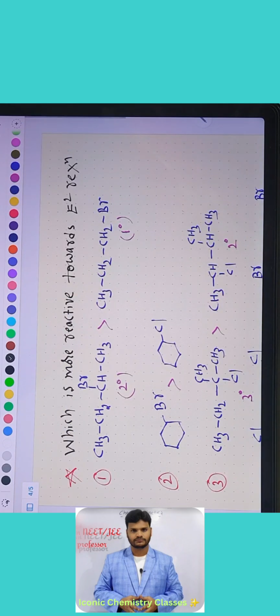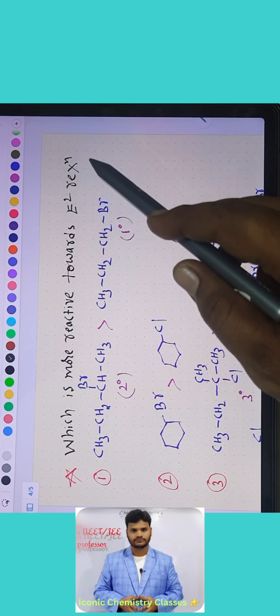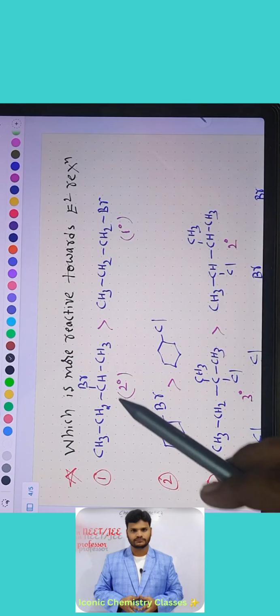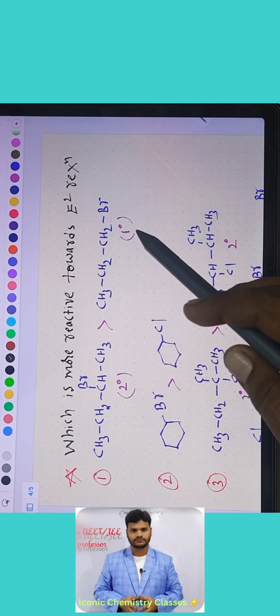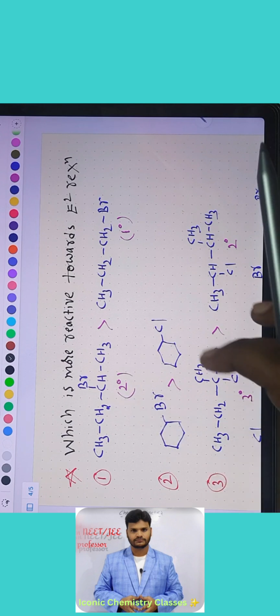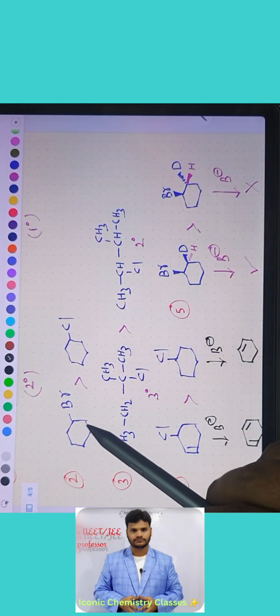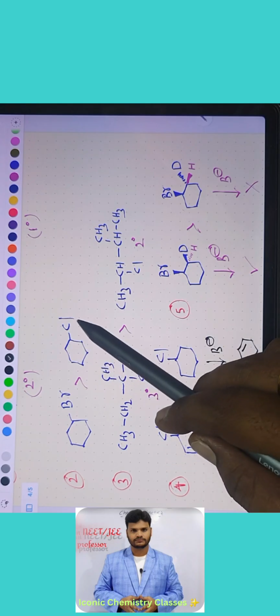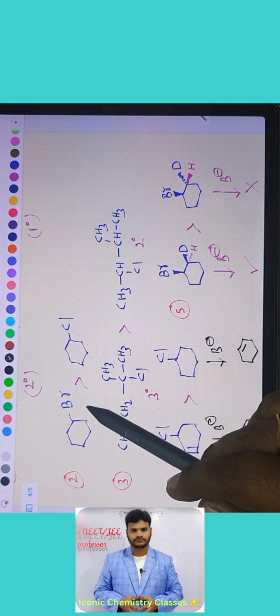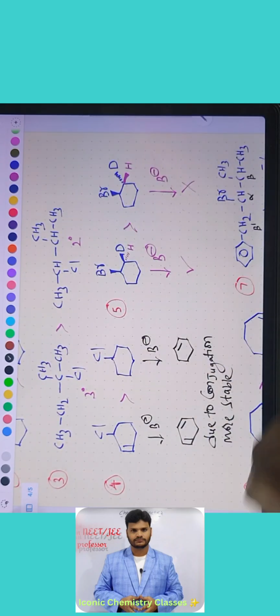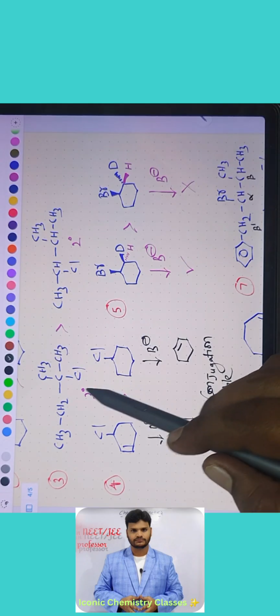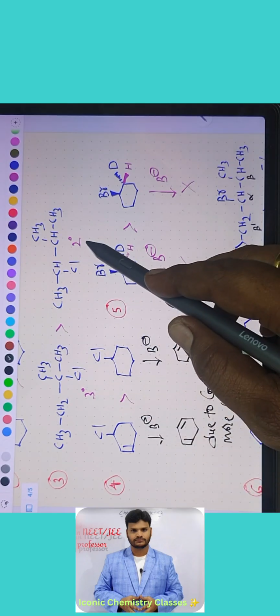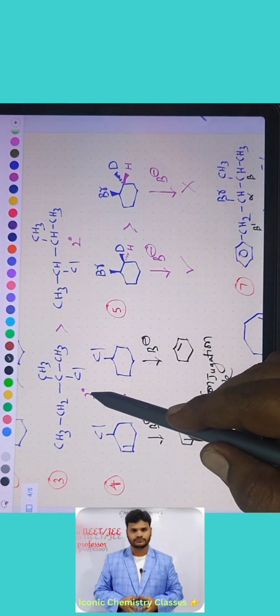Next, examples. Which is more reactive towards E2 reaction? This is a 2 degree halide, this is a 1 degree halide. So which is more reactive? 2 degree. Next, this is an alkyl cycloalkyl bromide, this is a cycloalkyl chloride. Which is more reactive? Bromide. Next, this is a 3 degree halide, this is a 2 degree halide. So 3 degree is more reactive.